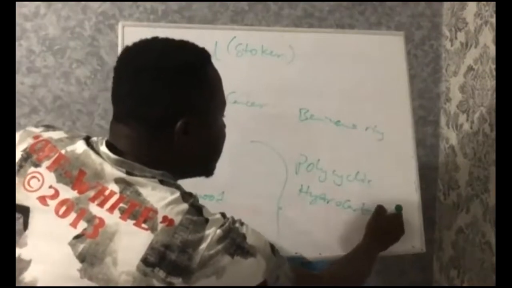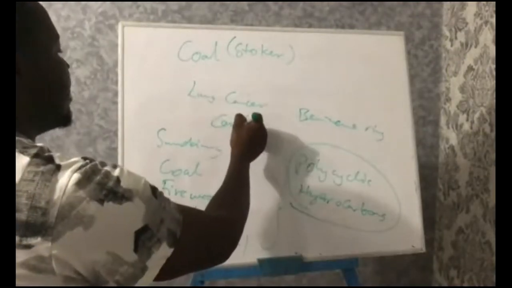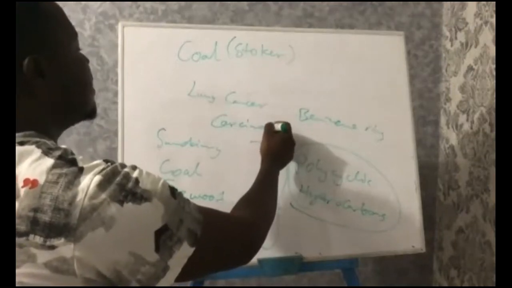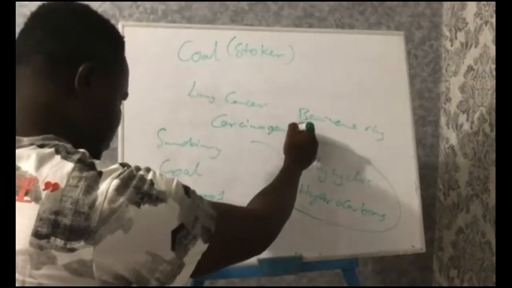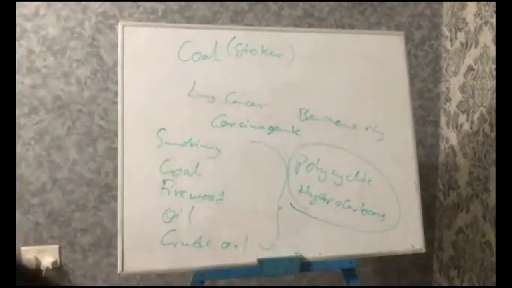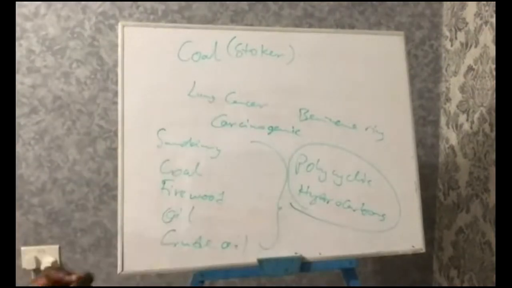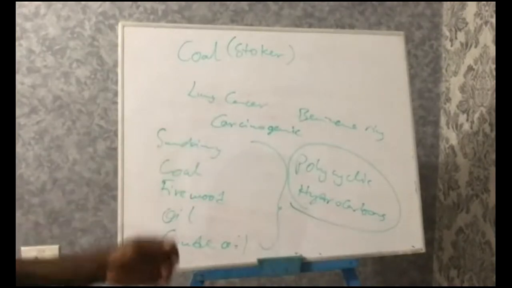And these particular substances, the polycyclic hydrocarbons, they are also carcinogenic. Okay, they are also carcinogenic. So when you're exposed to these polycyclic hydrocarbons for a very long time, they tend to produce certain substances that alter the DNA.